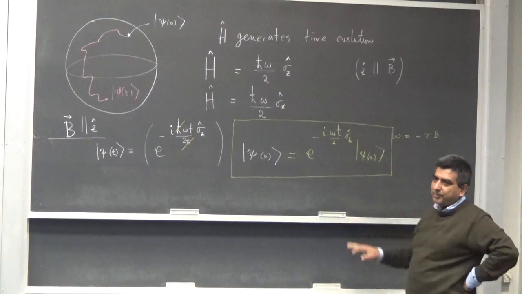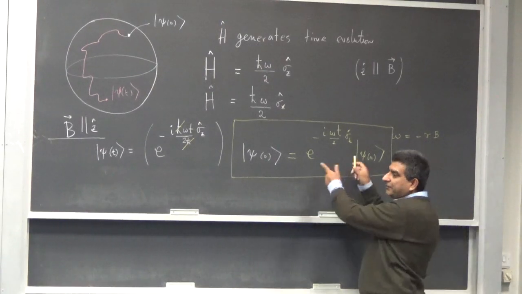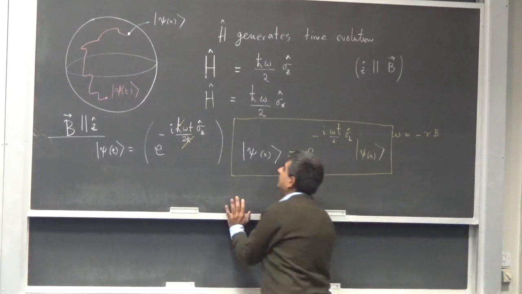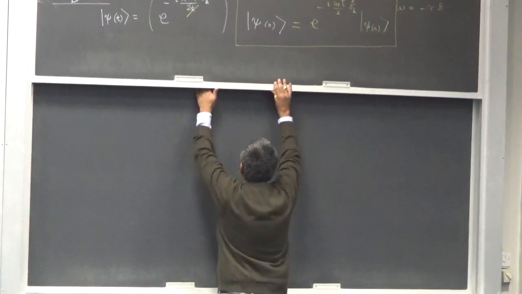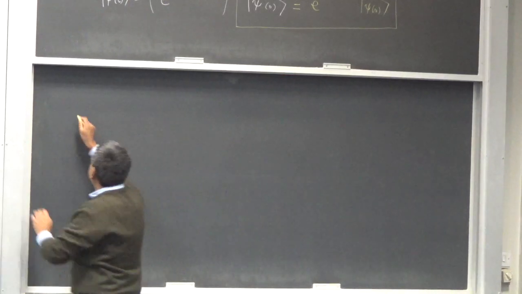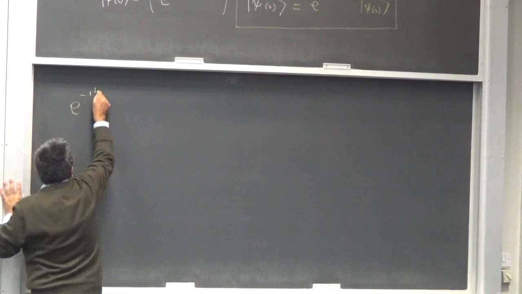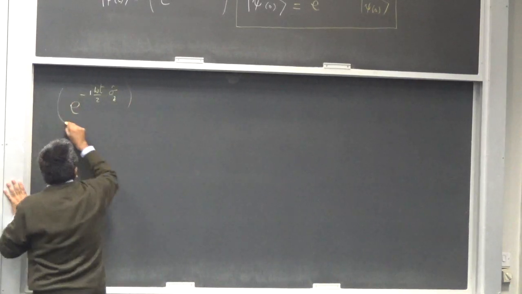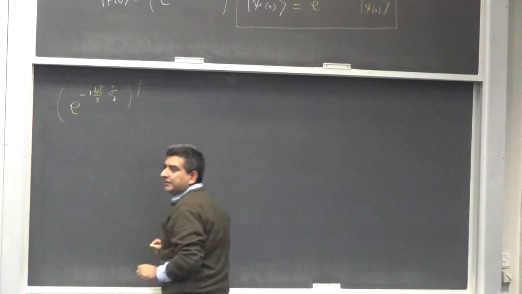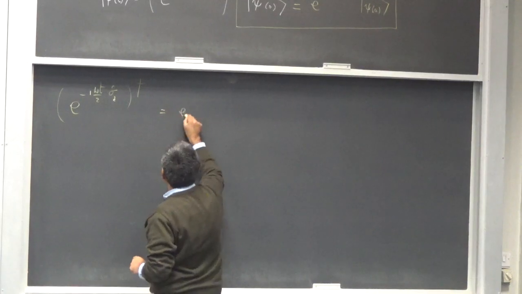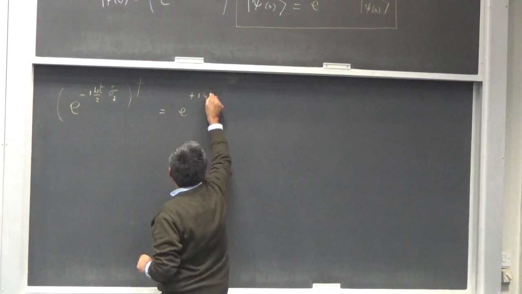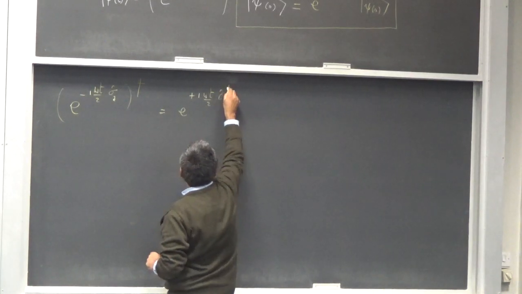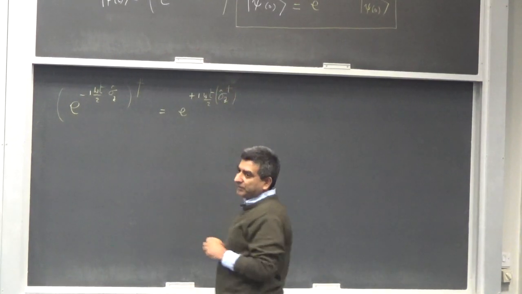Why is this a unitary operator? Because if I were to take the inverse of this, so first question, is this unitary? If I were to take the inverse of this, sigma z, the inverse of this is e to the plus i omega t over 2 sigma z dagger, right? The dagger of sigma z.